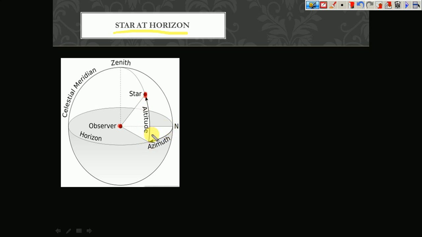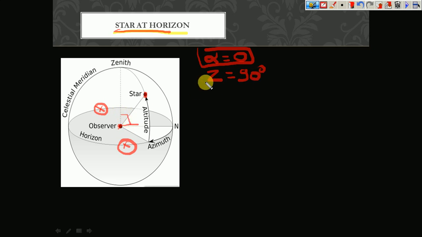This is a normal concept we had studied in the previous slides. If the star is present at the horizon, either here or here, at the horizon itself, then your altitude, that is alpha, will be equal to zero. And zenith will be 90 degrees. You can see here, zenith will be 90 degrees. These are the two concepts that are going to come when a star is present at the horizon.